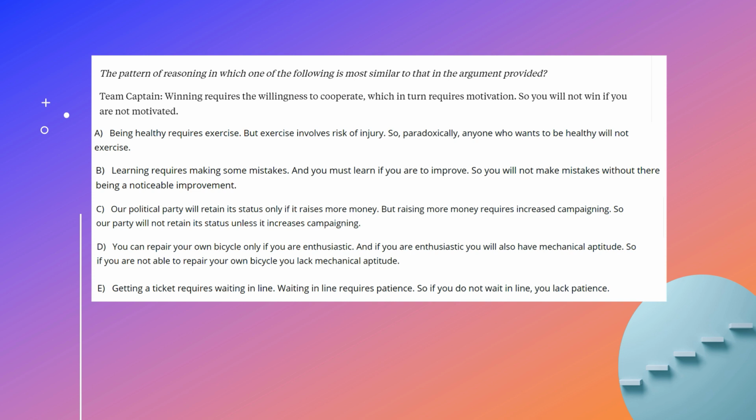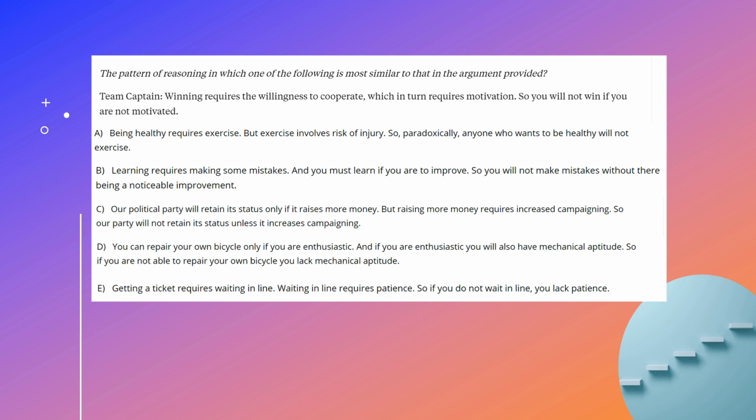Let's do B. Learning requires making some mistakes. Positive, because we need this. It's not like does not require, it says requires. And you must learn if you are to improve. Another positive. Not must not, it was must. So that's another positive. So you will not make mistakes, minus, without there being a noticeable improvement. So it does parallel. What about the logic? This is flawed logic because it's saying we've passed one of these conditions. We're making mistakes. Therefore, we're going to get the outcome.